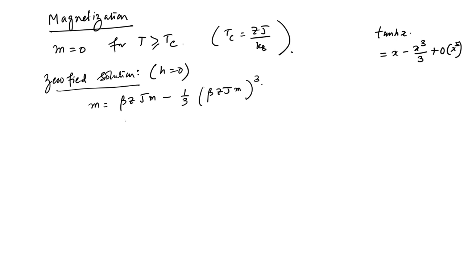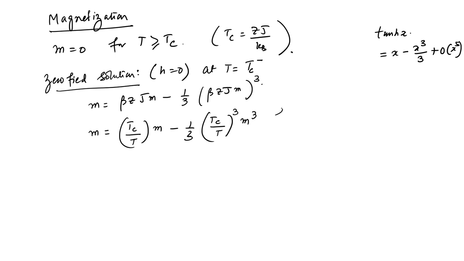And so, now what we do is an expansion of this really at T equal to Tc minus. So, we approach Tc from the ordered side of the transition, which means where it was ordered, we approach it from there. And then we have m equal to Tc over T into m minus 1/3 Tc over T whole cube m cube, for T tending to Tc from below. So, we expand m, this of course for small m. So, expand the self consistency condition.